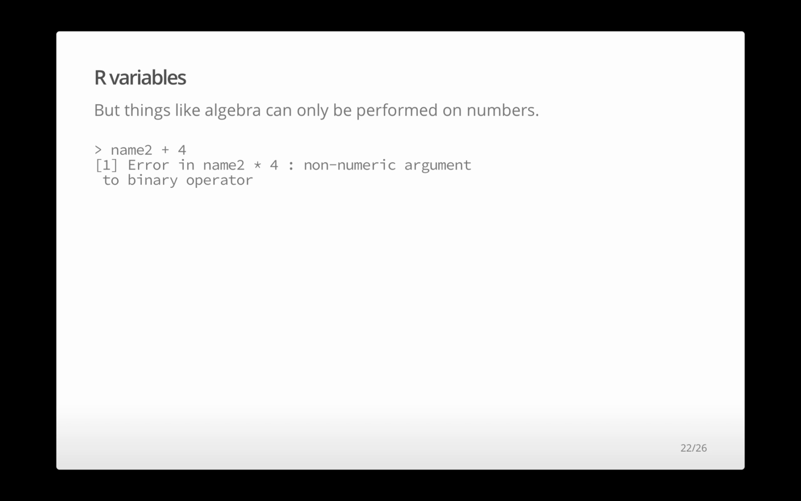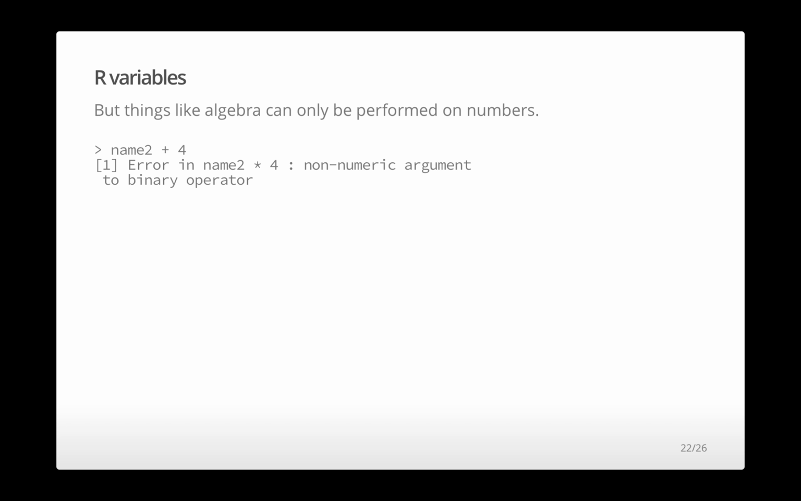Now, what happens when you do name 2 plus 4? Name 2 is your 2 names. So it comes out, I forgot to change something. Welcome to the world of errors. Error in name 2 plus 4: non-numeric argument to binary operator.